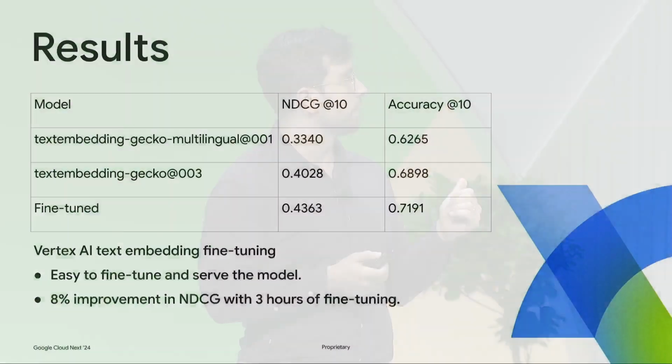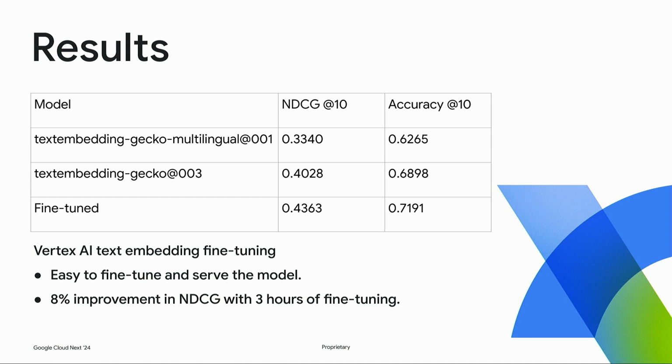So the last result is the fine-tuned model, which is based on the Gecko 003 model, but includes the 3 hours of fine-tuning we did with a very quick pass on a public data set. And here we see an 8% improvement on NDCG with just 3 hours of fine-tuning and an increase in accuracy.